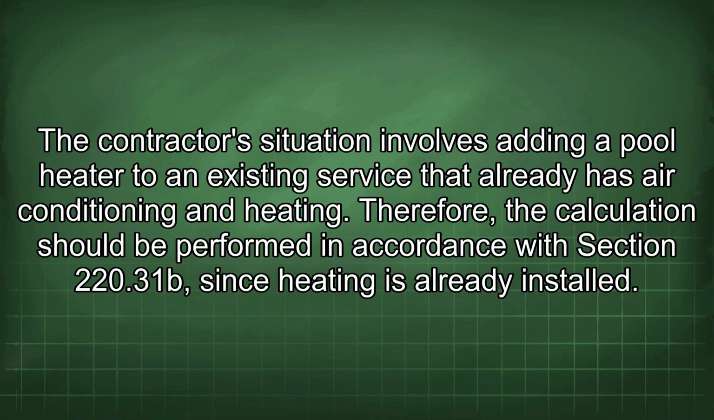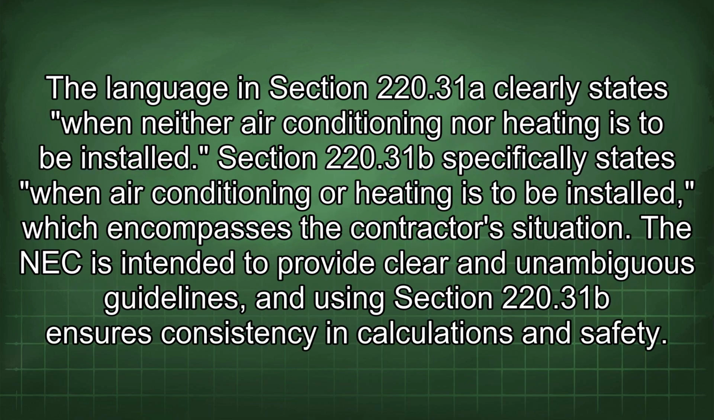The contractor's situation involves adding a pool heater to an existing service that already has air conditioning and heating. Therefore, the calculation should be performed in accordance with Section 220.31, since heating is already installed. The language in Section 220.31 clearly states when neither air conditioning nor heating is to be installed. Section 220.31 specifically states when air conditioning or heating is to be installed, which encompasses the contractor's situation.